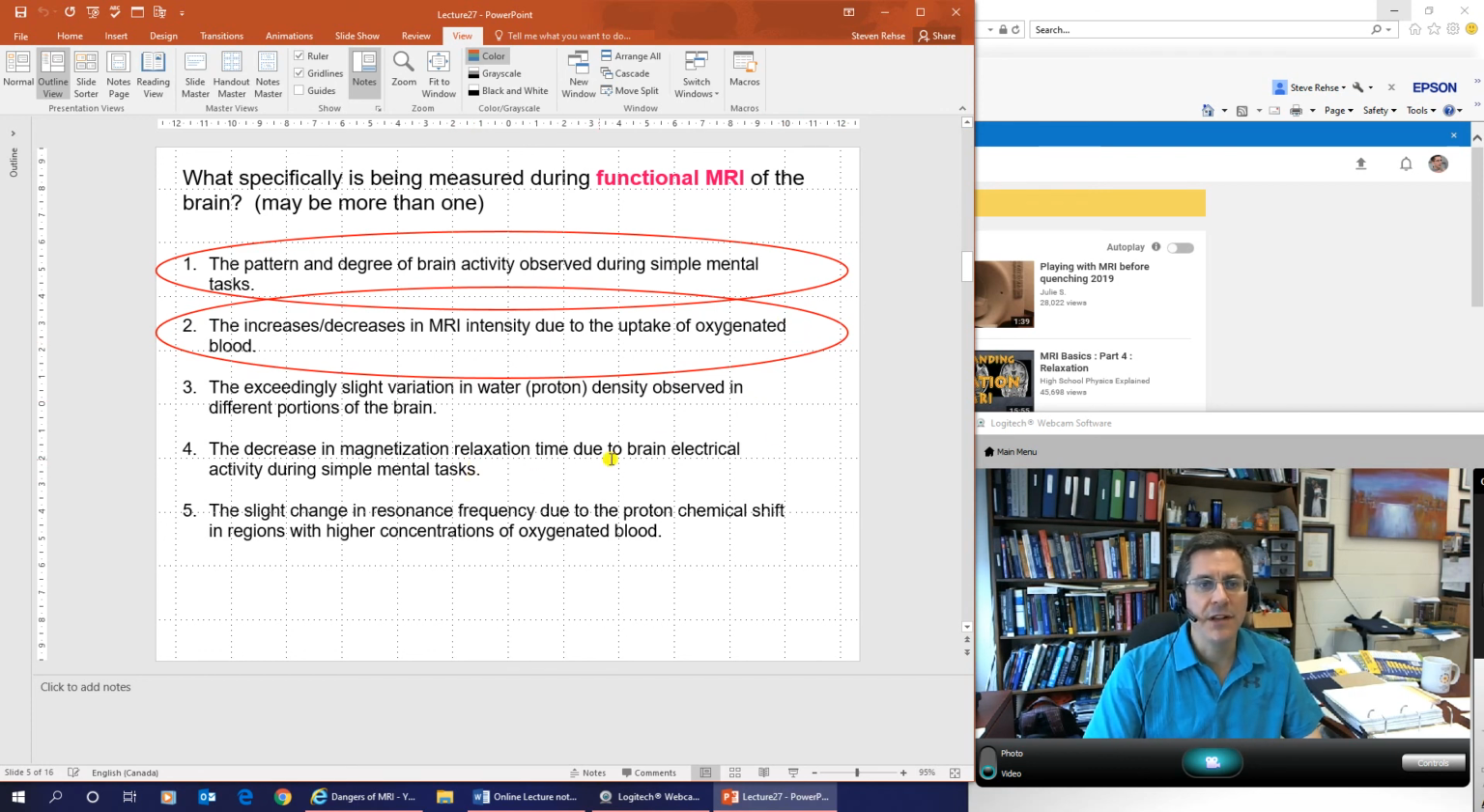The decrease in magnetization relaxation time due to brain electrical activity. No, there's no electrical activity going on here. It's purely metabolic activity caused by the oxygenation state of the blood that your brain is using. The slight change in resonance frequency due to the proton chemical shift in regions with higher concentration. Well, that sounds like it could be right, but no, that's actually not true. There might be a very, very slight chemical shift, but we can't measure it in MR. So we're just purely looking at the magnetic properties that change due to the use of blood.